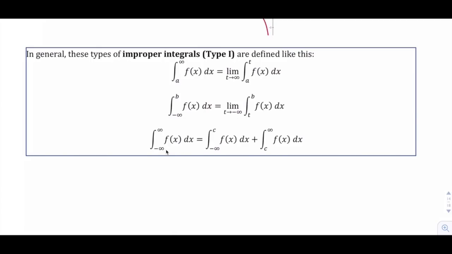If instead both of our limits of integration are infinite, we would then need to break this up into two integrals. The integral from negative infinity to c, where c is any value between negative infinity and infinity, of your function, plus the integral from c to infinity of your function.